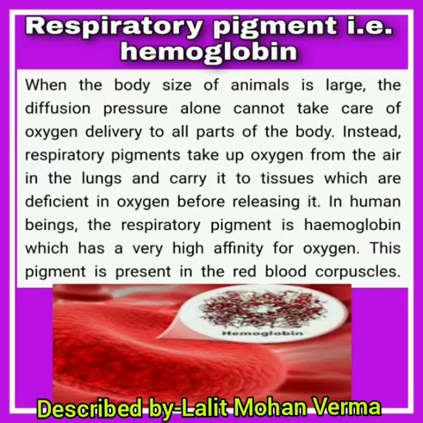Now come to the point, that is the respiratory pigment, hemoglobin. When the body size of an animal is large, diffusion pressure alone cannot take care of oxygen delivery to all parts of the body. Instead, respiratory pigments take up oxygen from the air in the lungs and carry it to the tissues which are deficient in oxygen before releasing it. In human beings, the respiratory pigment is hemoglobin, which has a very high affinity for oxygen. This pigment is present in the red blood corpuscles. Hemoglobin.